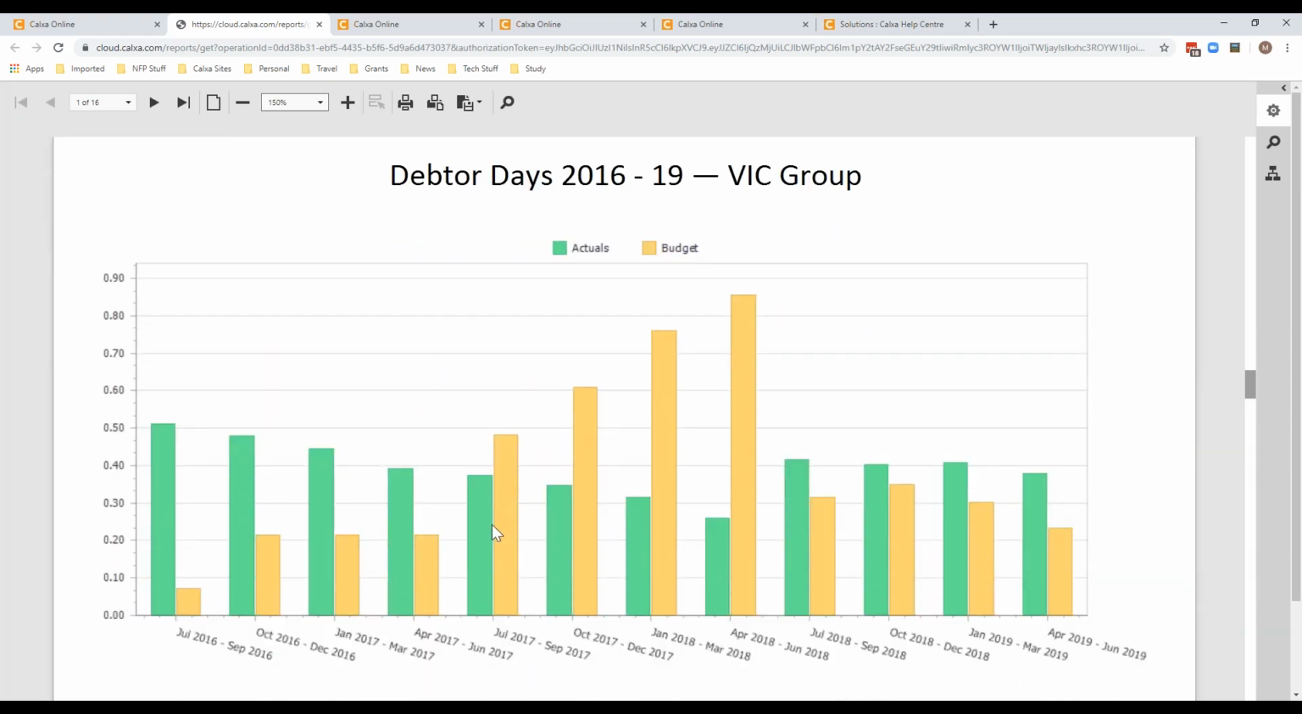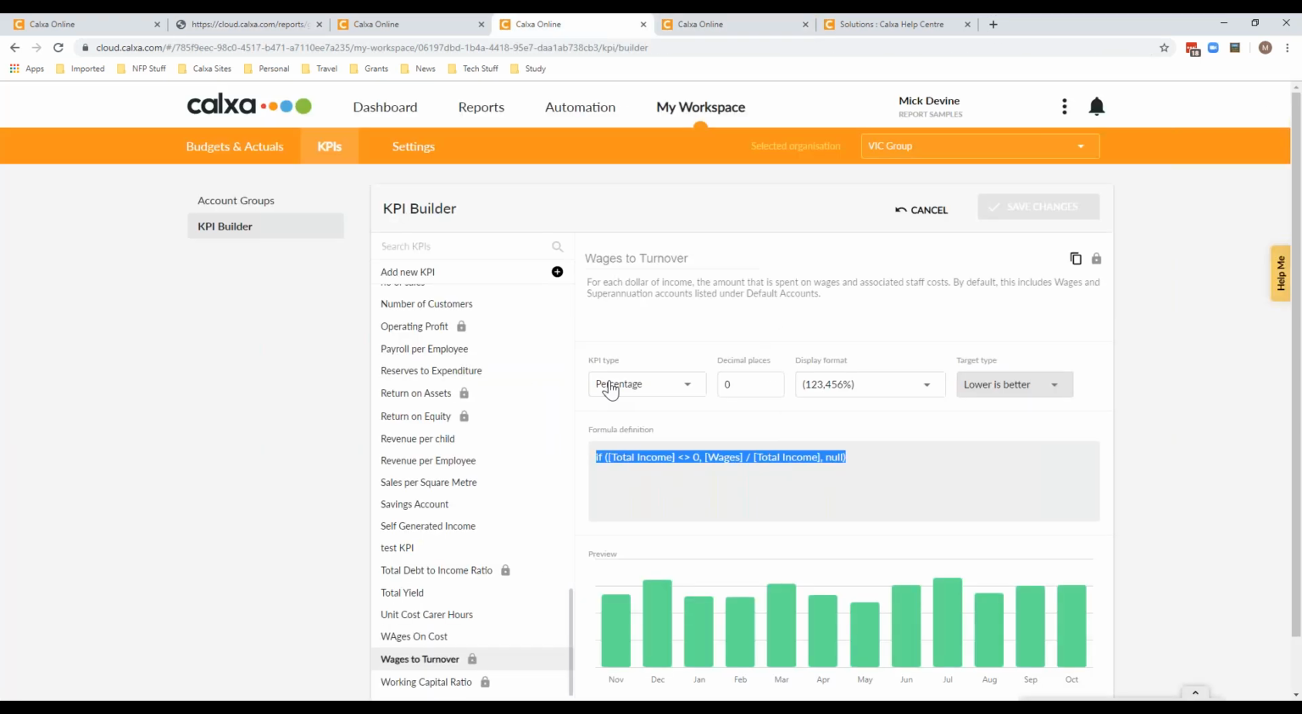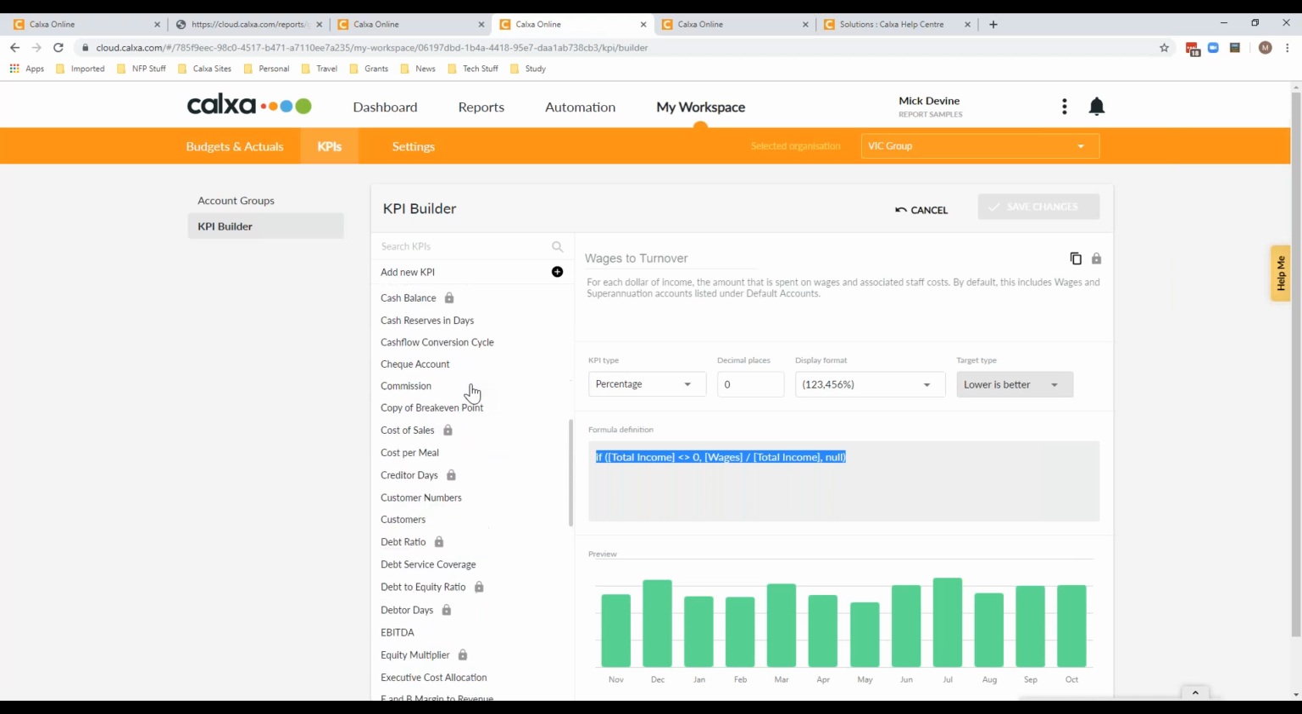So debtor days, and I've done a report by quarter for the last 3 years or something here, just to mix it up a bit. And you can see that our average debtor days was dropping for the first couple of years, and then it went up last year and it started going down again. How do we calculate debtor days? Let's go back to my formula. This again is one of our built-in KPIs in Calc, so you don't have to set this one up.